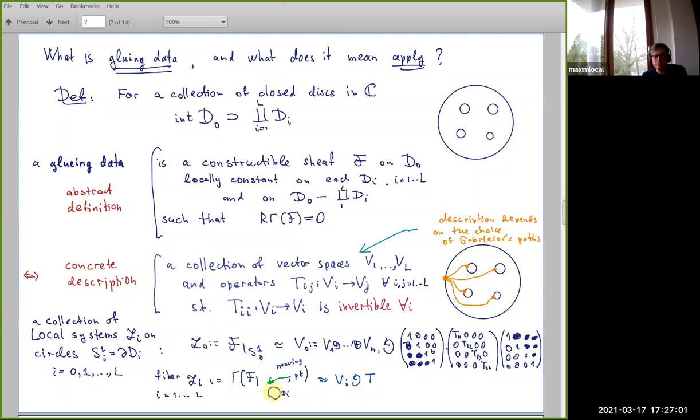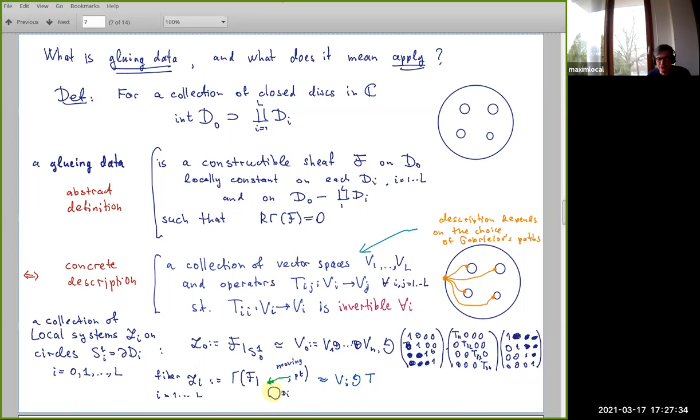But to make a complete description, one should make a certain topological choice. With a different choice, it will be the same description, but in a different manner. So the description depends on the choice of what's called Gabrielov paths. I choose, for example, a point on the boundary of D0 and connect by disjoint paths to some points on the boundaries of disks D1 up to DL. And if I make such a choice, then this gluing data will be a very simple data of linear algebra.